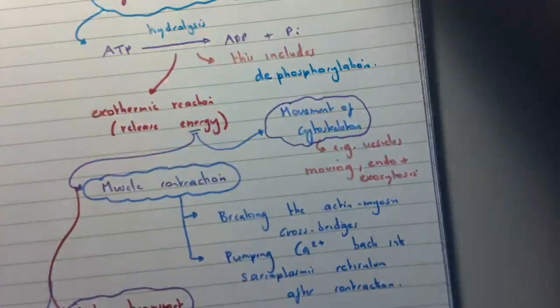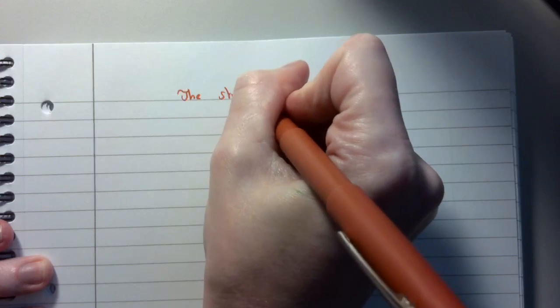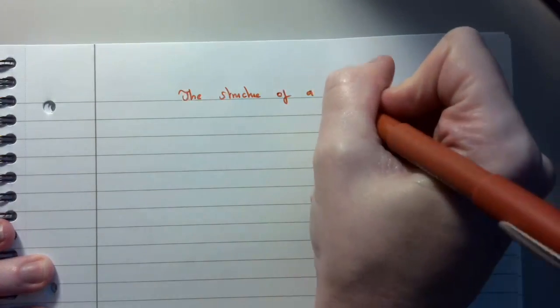Right, I'm going to just flip over my page, and what we're going to do now is go into the structure of a mitochondria in quite a lot of detail, because this is where a lot of the reactions in aerobic respiration take place. And I'm also going to talk about something called the endosymbiotic theory. So I'm going to call this the structure of a mitochondria.